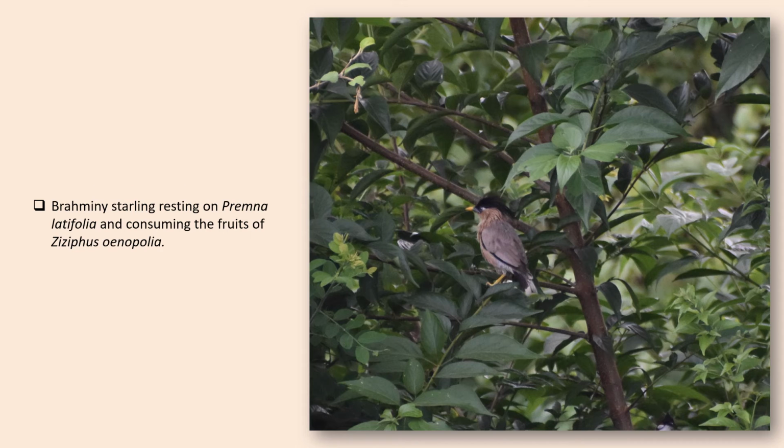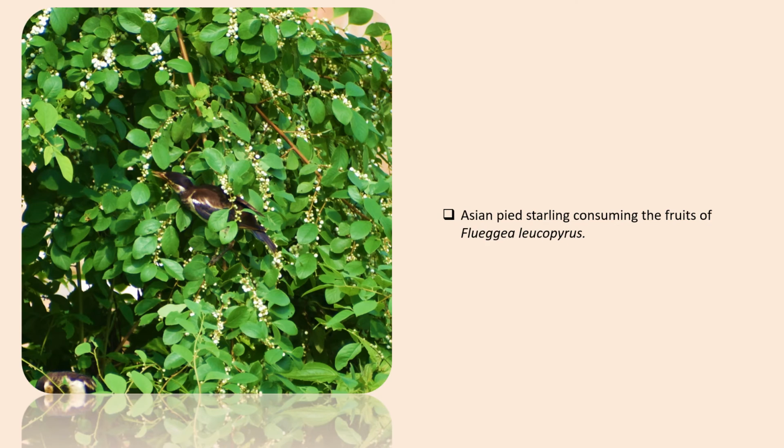This is a picture of Brahminy starling resting on an important plant, Premna latifolia, and consuming the fruits of Ziziphus vinifolia. Here you can see Asian pied starling feeding on the fruits of Phlegia leucoperis. It's also helping in the seed dispersal.